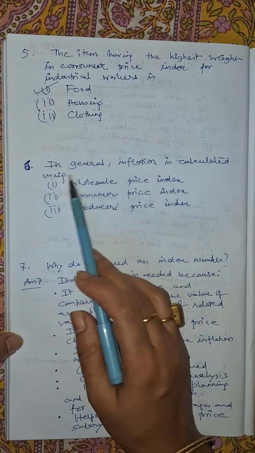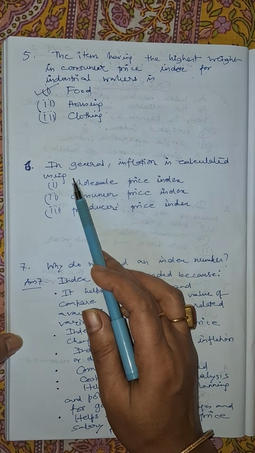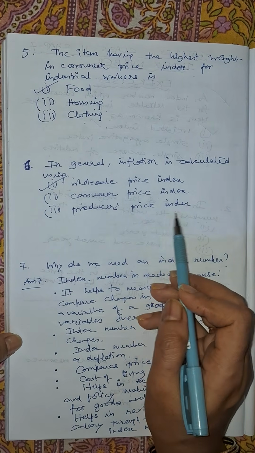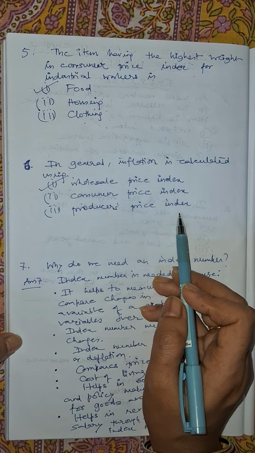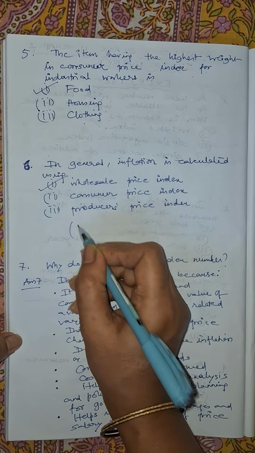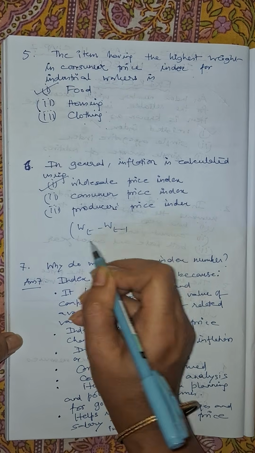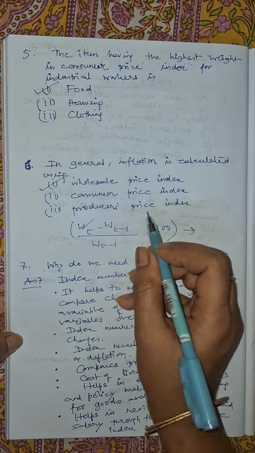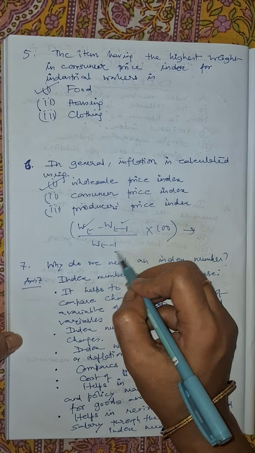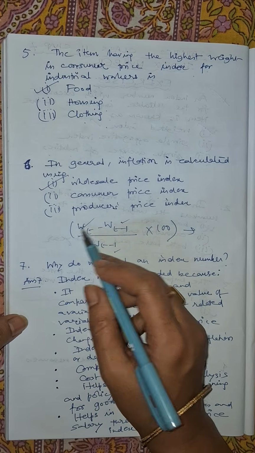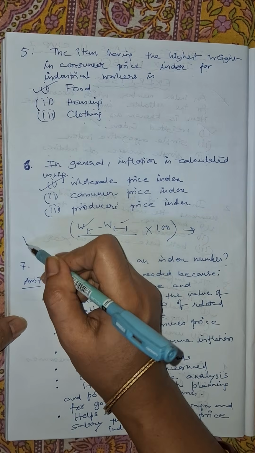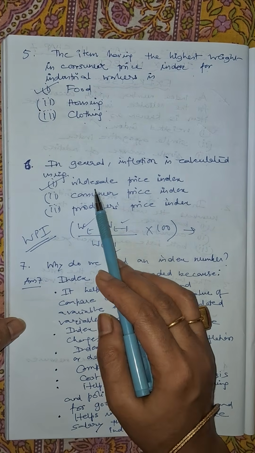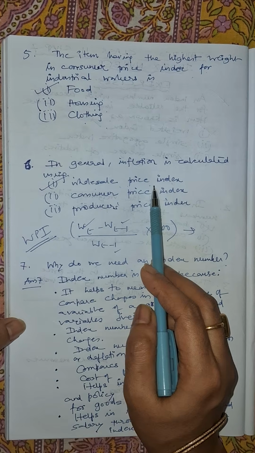Number 6 is what? In general, inflation is calculated using, we know that it is calculated using what? Wholesale price index, not CPI or PPI. That means not consumer price index or producer price index. Wholesale price index, we have done that: (WPI_t minus WPI_(t-1)) by WPI_(t-1) into 100. That means time period t and time period t minus 1. So this is calculated for the WPI to calculate the inflation rate. So here the wholesale price index will be the correct option.